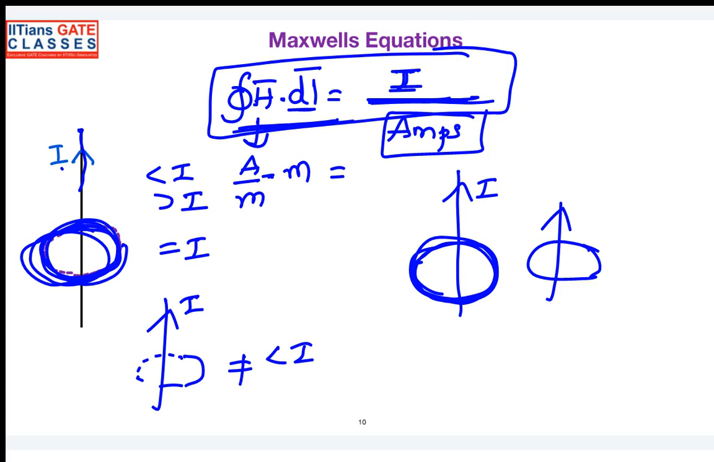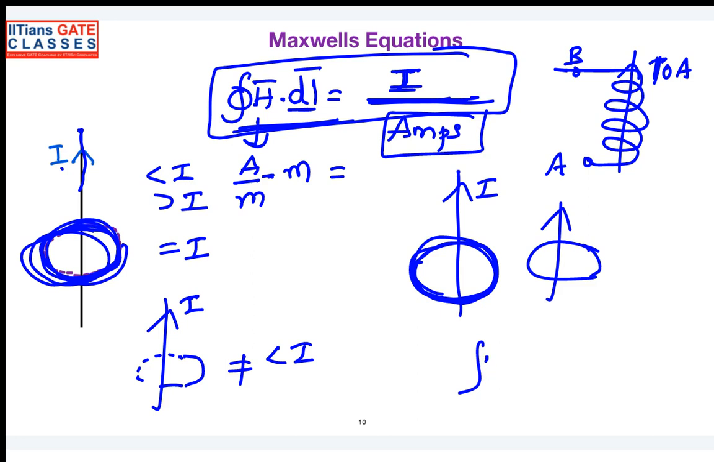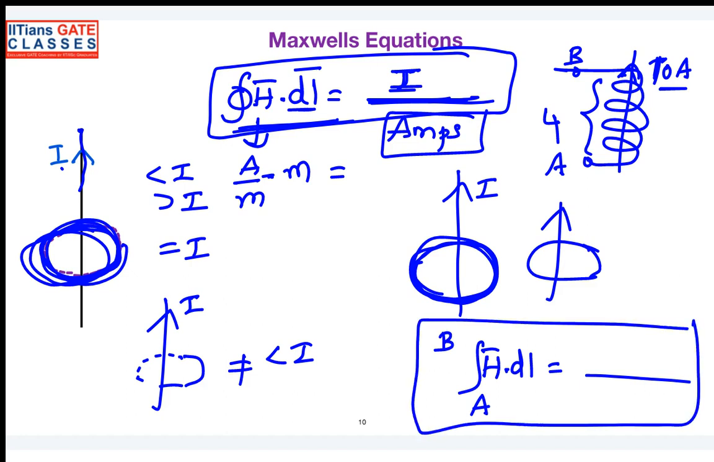Right. Now, by applying the same logic, suppose this is my current and this is carrying a current of 10 amperes, and I have surrounded this wire with 4 windings. Let us consider this is A and this is B. So what is the integration of H dot dl when you are doing it from A to B? Can you tell me what the answer is? This loop has 4 windings and the current passing through the wire is 10 ampere. So what will be the value of this line integral? You can reply with the answer.